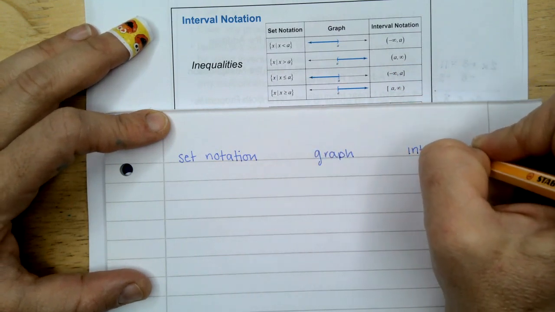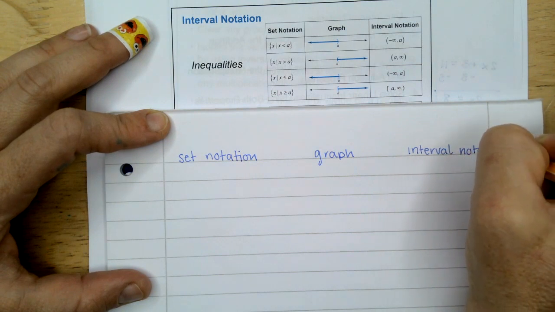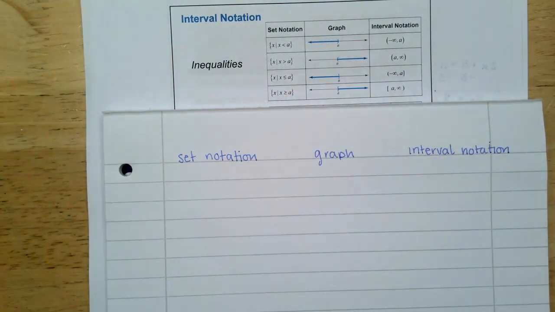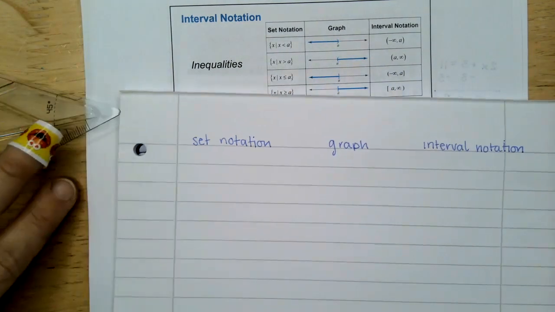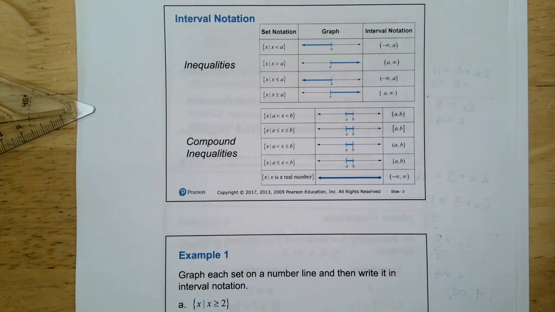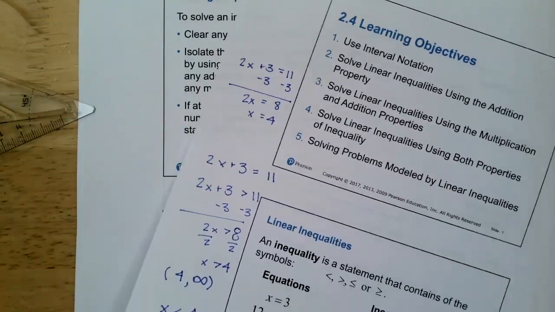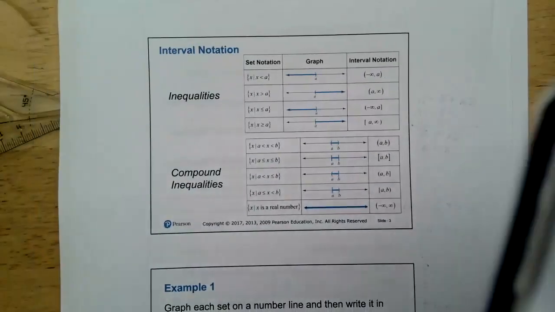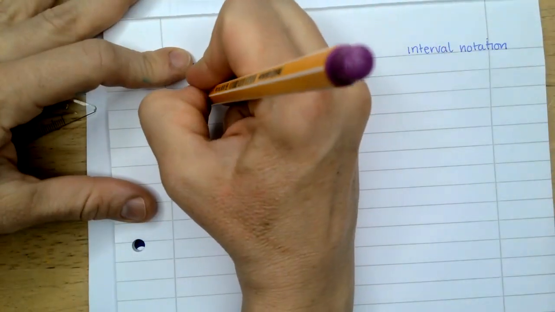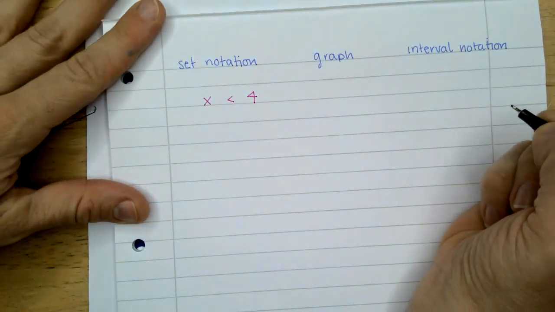We're not going to graph it on the XY axis. We're only going to graph it on the number line. So what was I using? I was saying x is greater than 4. So I'll use x is less than 4, right?